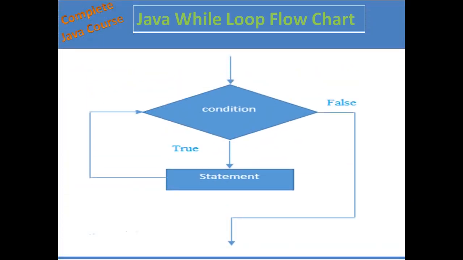This is the flowchart for the while loop. First, it will check the condition. If the condition is true, then the statement will be executed. If the condition is false, it will not execute the statement. It will execute the statement, then again check the condition. If it is again true, then it will execute the statement.